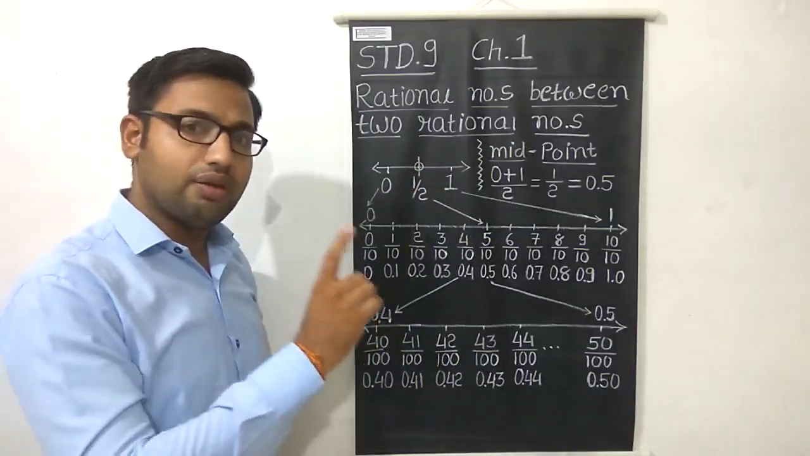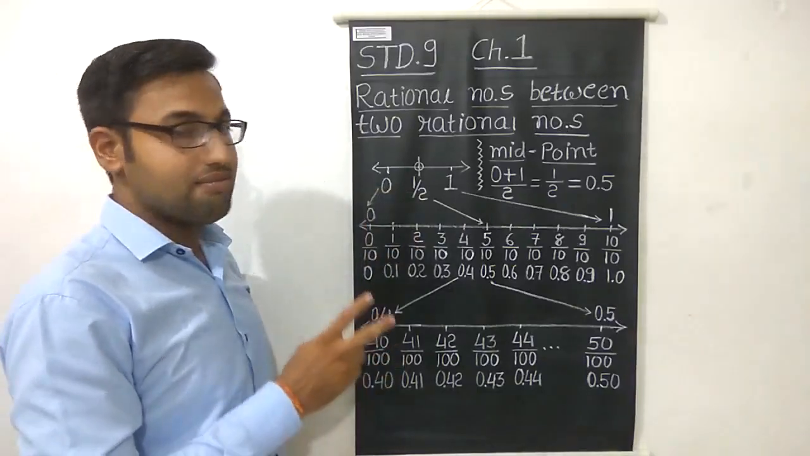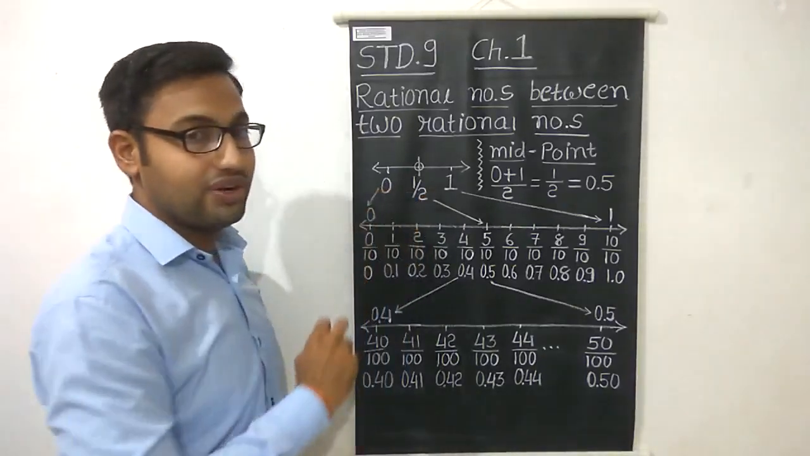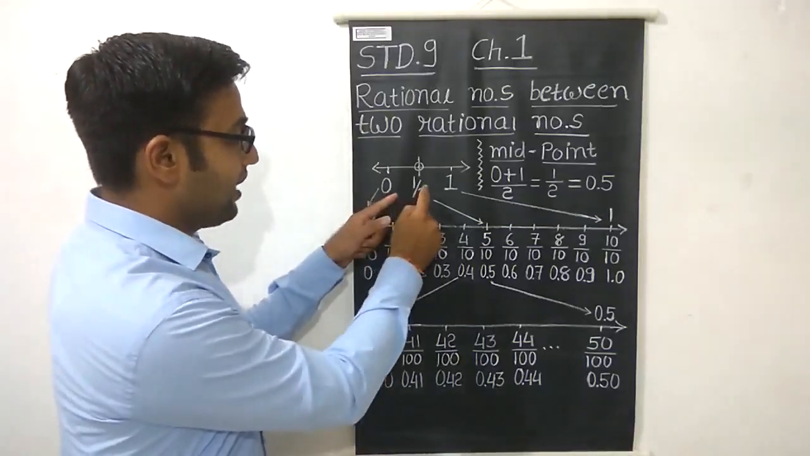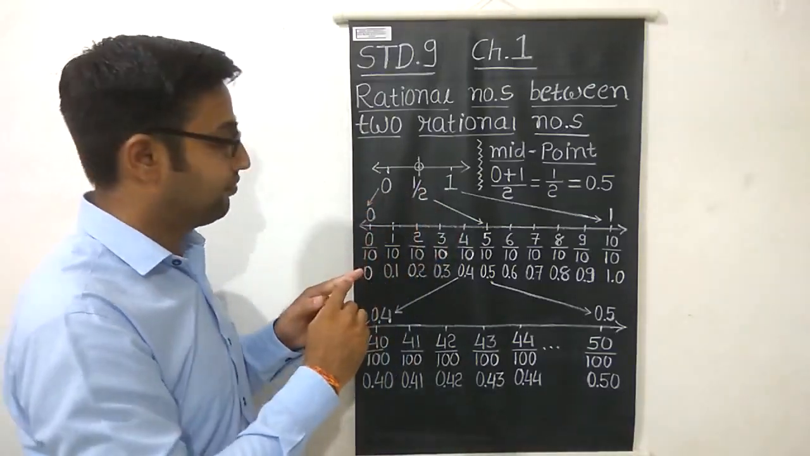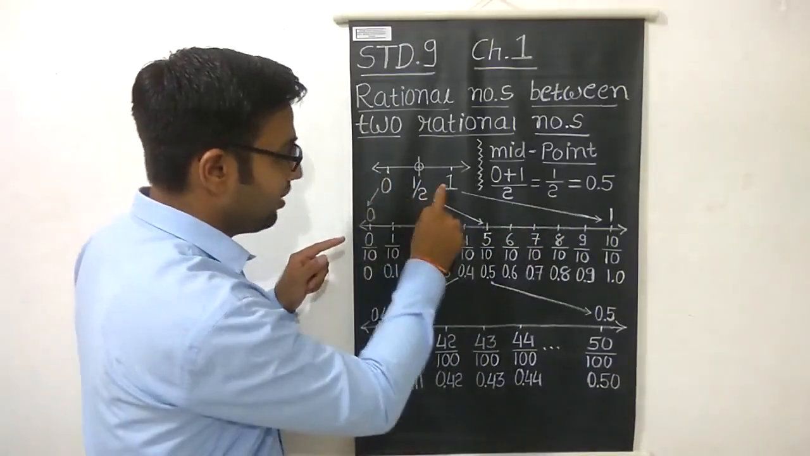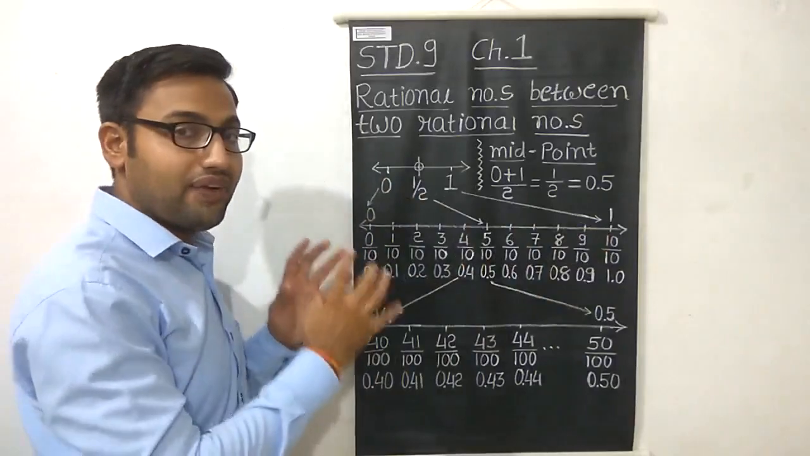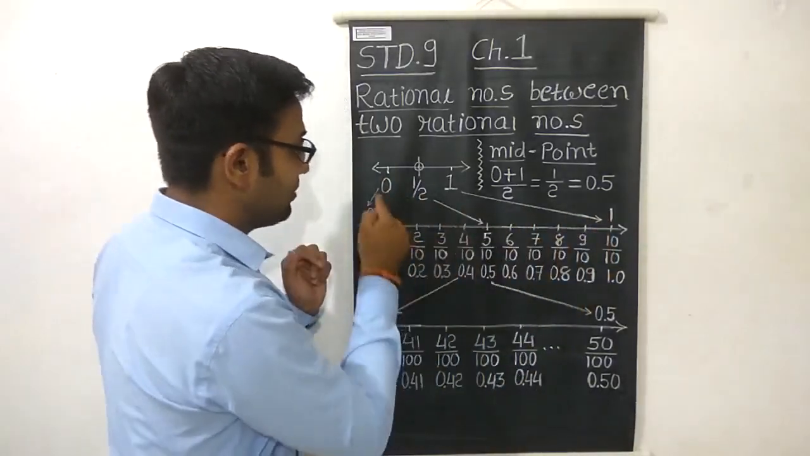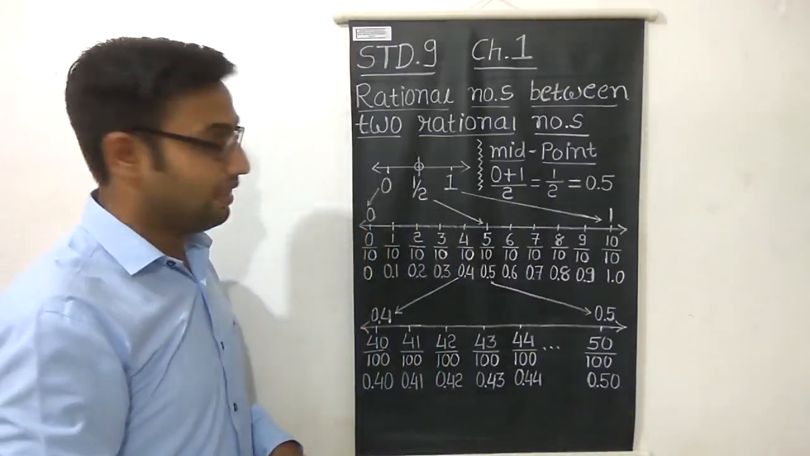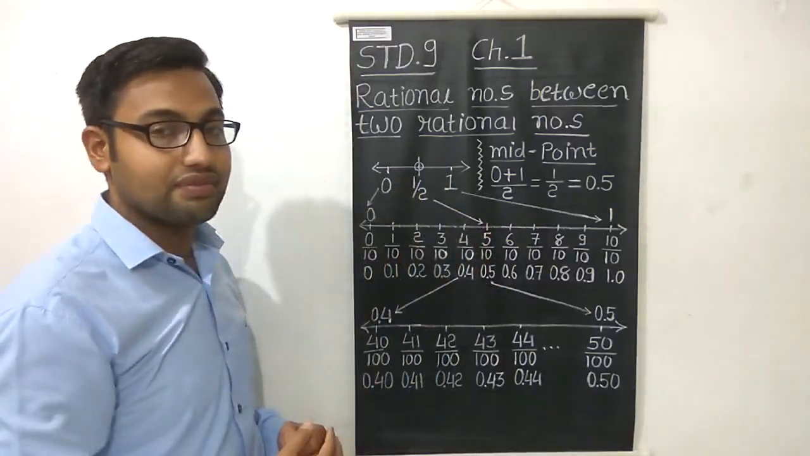So is there only one number between 0 and 1? No. Actually there are many numbers between 0 and 1. To understand this, now we will magnify this portion, 0 and 1. So by magnifying this portion we will get 0 here and 1 here. By magnifying this, now we can see that there are 10 parts between 0 and 1.